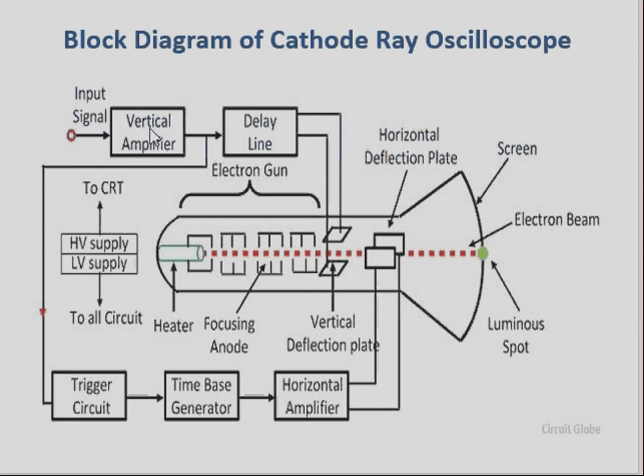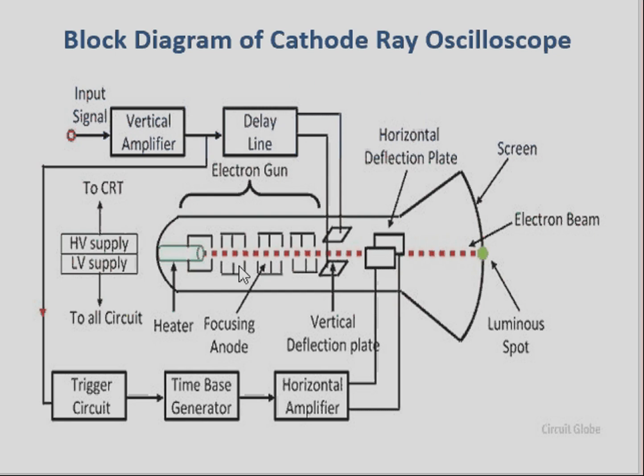And the first one is the vertical amplifier. Here the input signal is given to the vertical amplifier because the input signal for this CRO is very weak. So the input signal is amplified by means of this vertical amplifier, then the amplified output is given to the horizontal deflection plates as well as the vertical deflection plates.